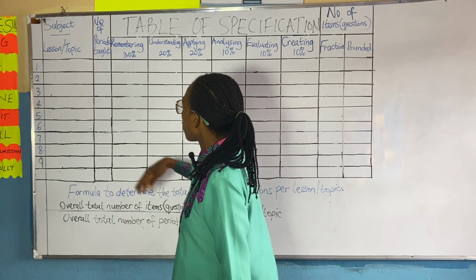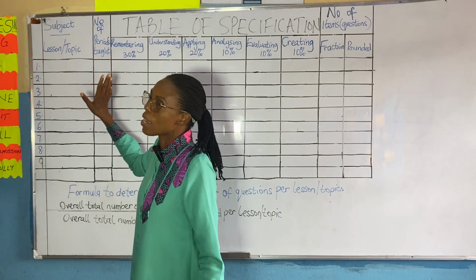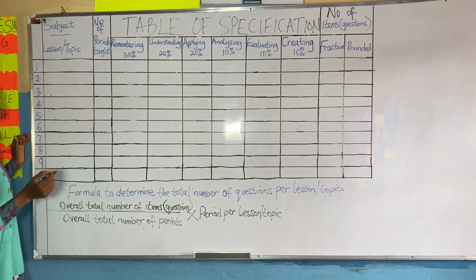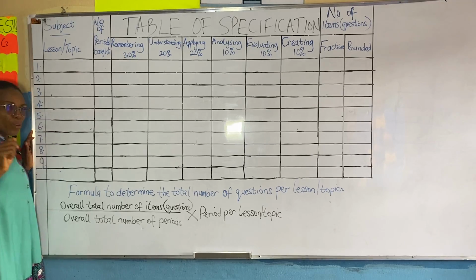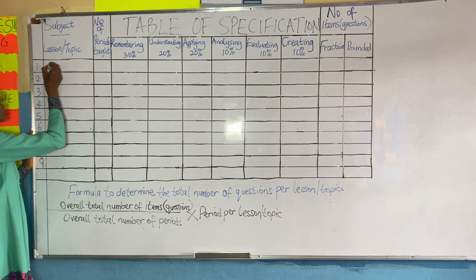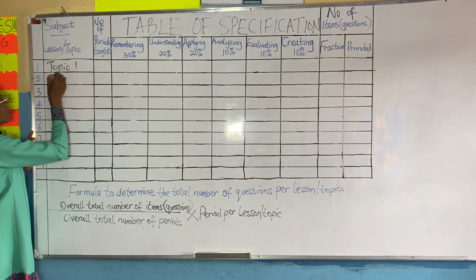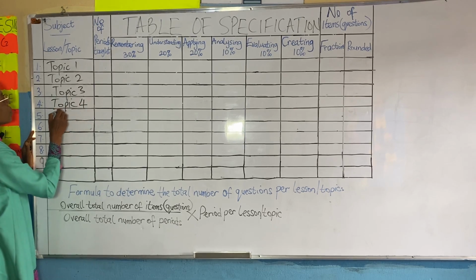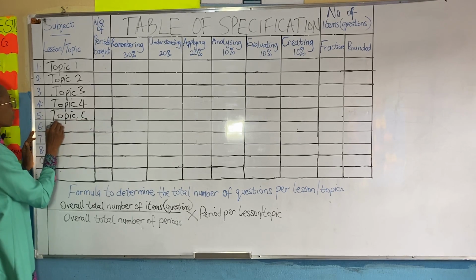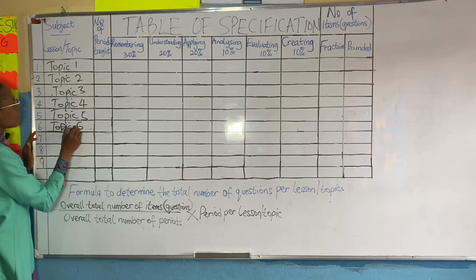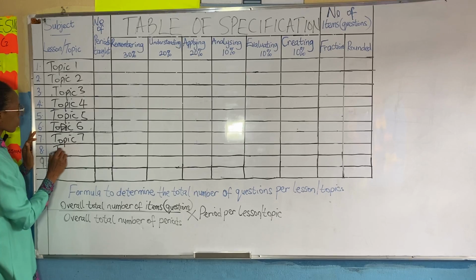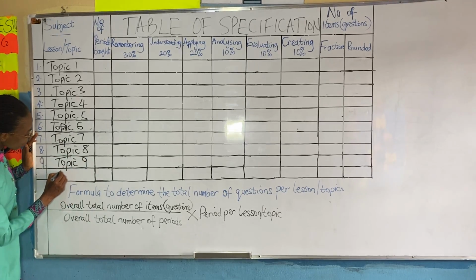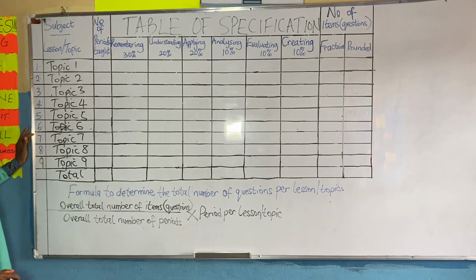All right. So here you will have the lesson. So let's assume the subject we are working with is CRS. You have the topics that you have taught for the 9 weeks. Let's do it together. So you are to write out the particular topic. But for the purpose of this, let's just say topic 1, topic 2, topic 3, topic 4, topic 5, topic 6, topic 7, topic 8, and topic 9. And down here you have total.